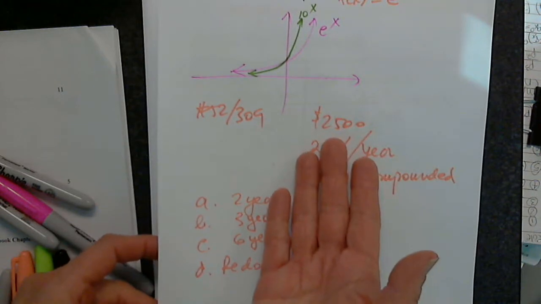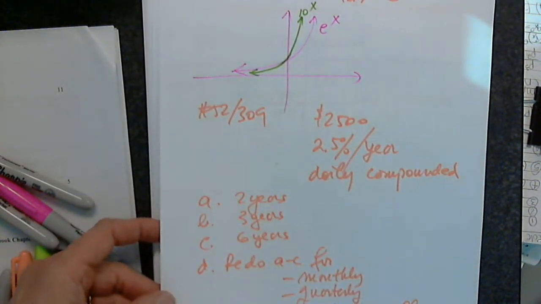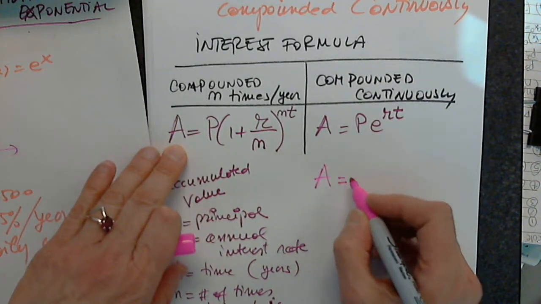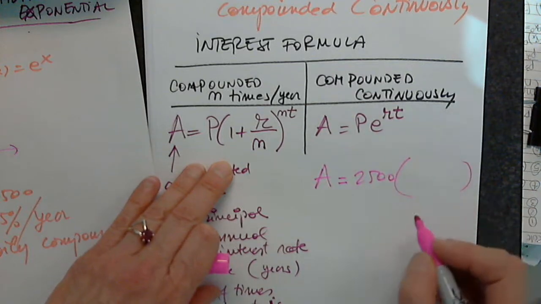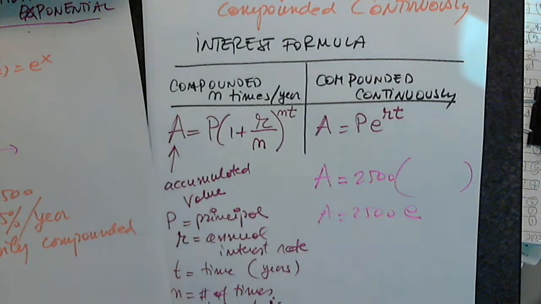So what is 2500? I need to identify each and every piece of information. What is 2500? Of course, the principal. So if I use this formula, I will write 2500 times e, and I'll put in the rest.